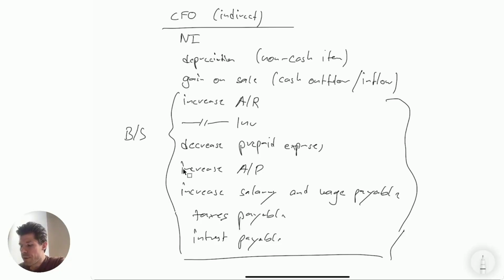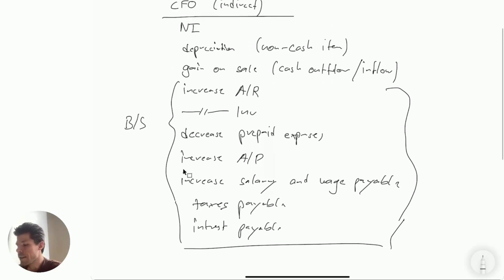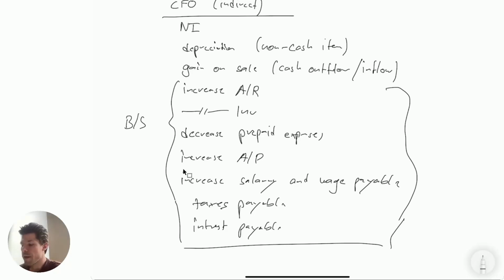Because if you increase your inventory, then more cash is tied up in your inventory and less cash is available. So your CFO would decrease. The same for accounts receivable, and in a similar fashion for accounts payables, but in the opposite direction. So make sure you really understand what an increase or decrease of each item means and whether this corresponds to a positive or a negative cash flow.